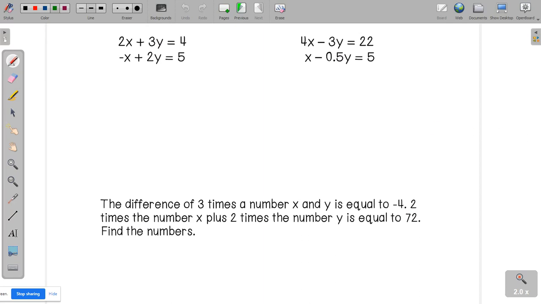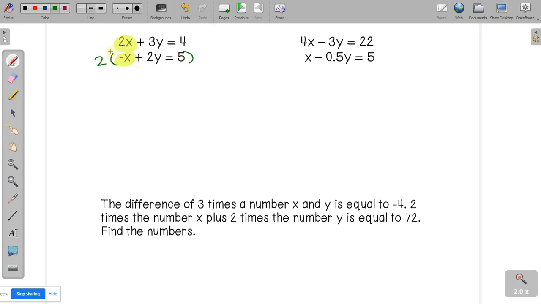Let's look at the next problem here. We have 2x plus 3y equals 4, and -x plus 2y equals 5. If you look here, the easiest variable to eliminate is going to be our x. So we have a 2x and a -x. Can we make one of these x's look like the other by multiplication? We can. We can take -x and multiply it by 2 to get -2x. So let's take the whole equation and multiply by 2.